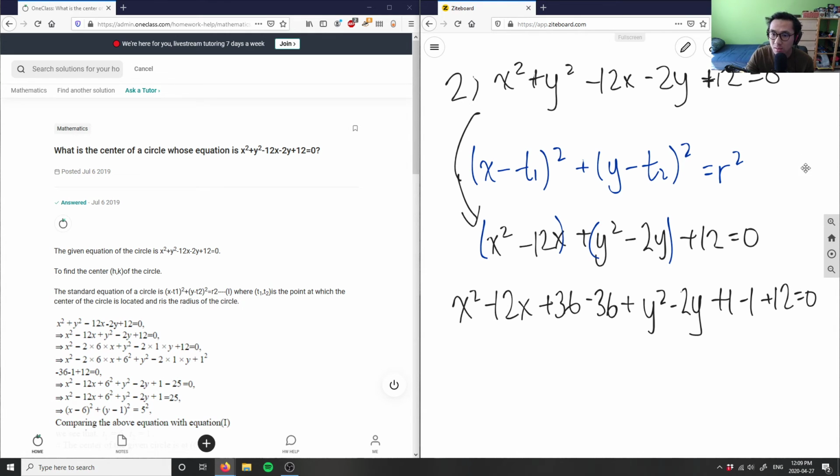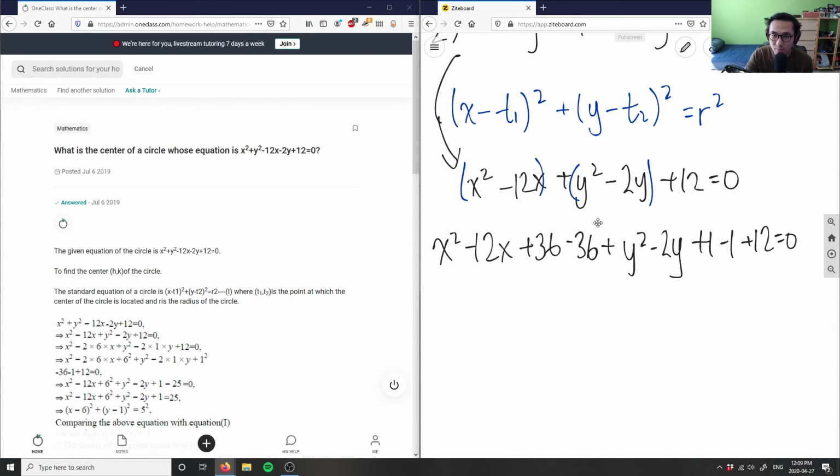As you can see, I'm taking the negative terms out here. Basically I have my perfect square trinomial as stated over here. This here is a perfect square trinomial, and this here is a perfect square trinomial. And these three terms here, I'm going to have to simplify.